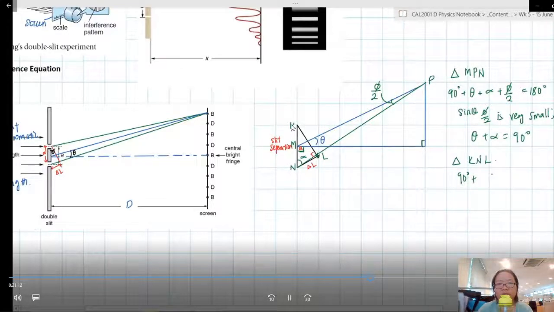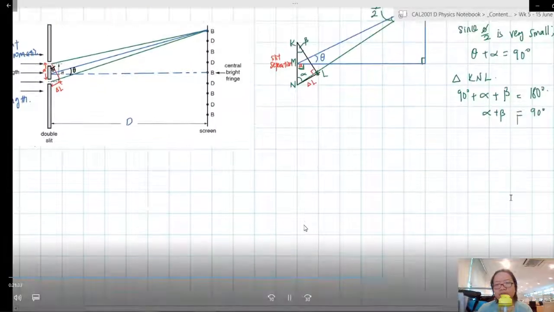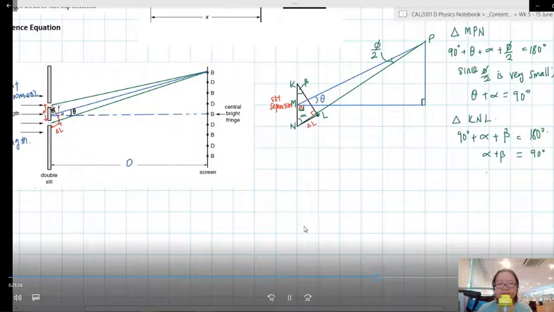All right, we're going to look at the black triangle, which is our main triangle. This one is 90 degrees, and then you add alpha, and then you add this angle, let's say this angle is beta. You add this and you get 180. So alpha plus beta is 180. Sorry, alpha plus beta is 90.